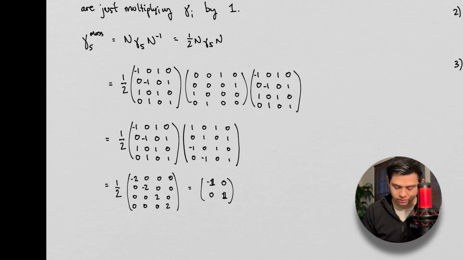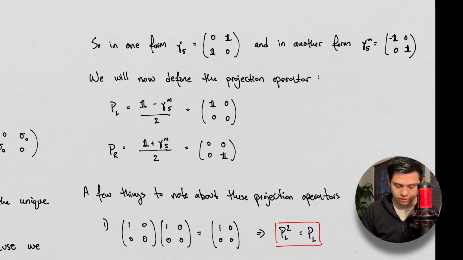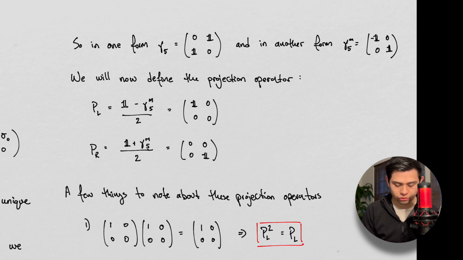So this means that in one form, not in the mass basis, we have a gamma matrix that looks like this, and in the mass basis, our gamma matrix looks like this. Both of them are essentially the same in some sense, because we're just multiplying by 1, but we've used an interesting matrix to show us that we can indeed put it in this form. And again, that matrix was the N matrix.